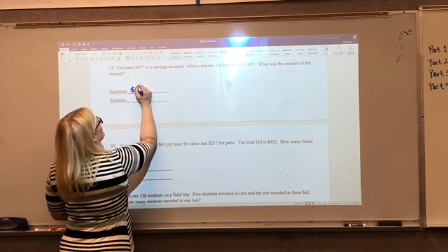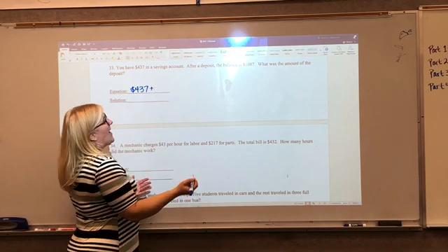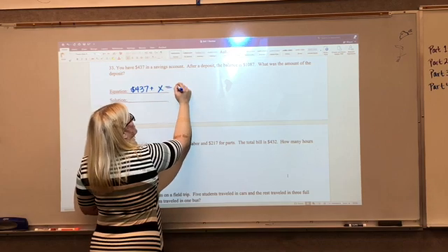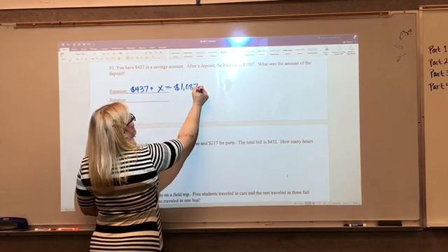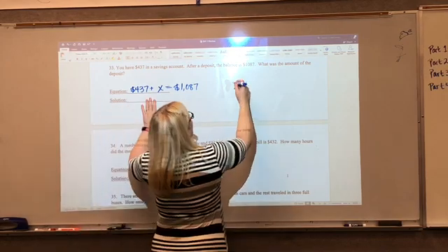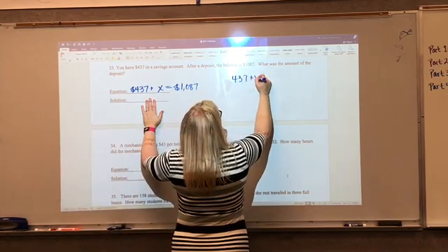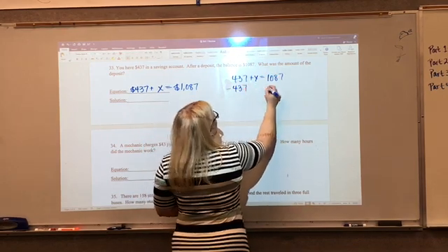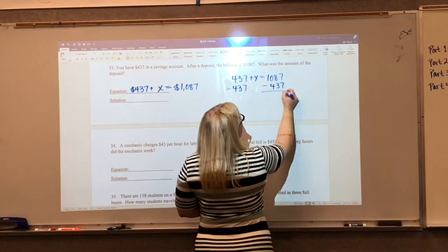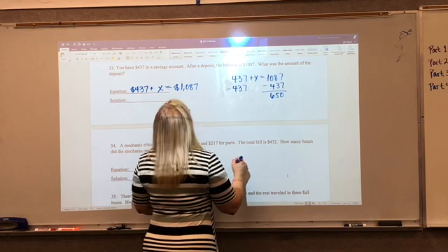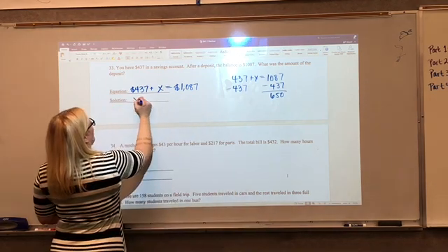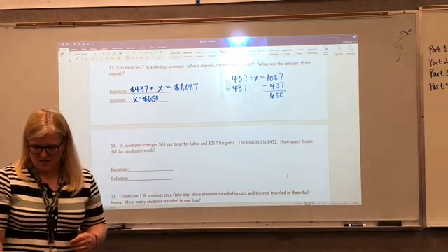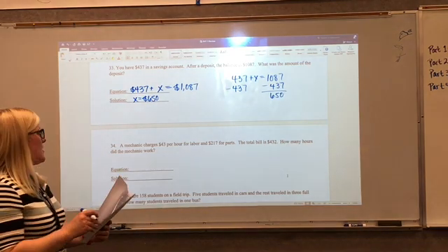Okay, so I'll write it right here. I have $437, and I add something to it, right? I add my deposit, and I get $1,087. All right, so there's my equation. If I come over here and work through it, I just subtract 437 from both sides, and I get 650. So x is a $650 deposit. Nice.